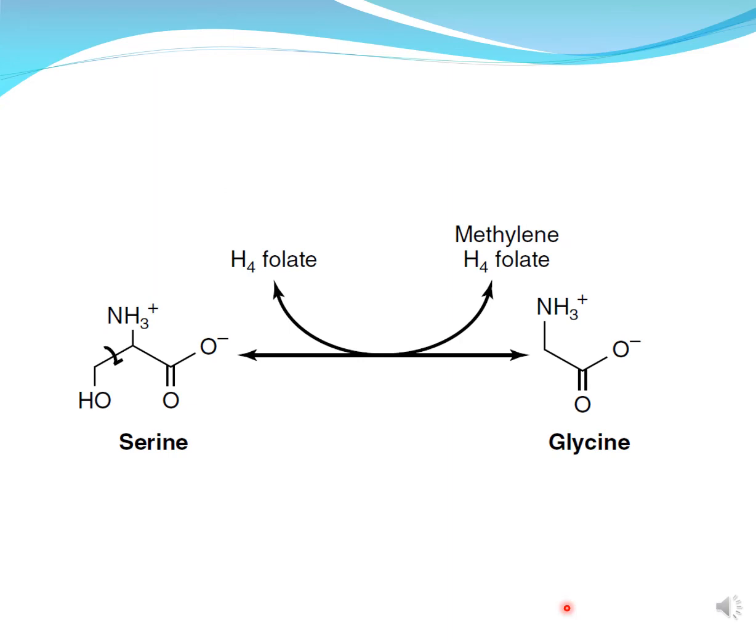Serine and glycine, as I said, are interconvertible. Serine can be converted into glycine when it loses its methylene group, and tetrahydrofolic acid is converted into methylene tetrahydrofolic acid. In the reverse reaction, glycine can be used for synthesis of serine. Glycine plus methylene tetrahydrofolic acid result in the formation of serine and release of free tetrahydrofolic acid.